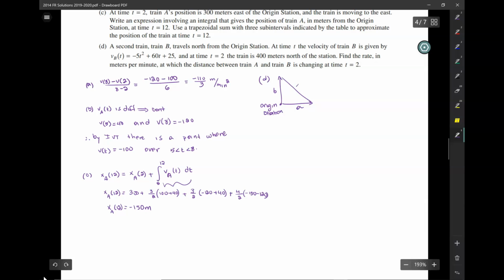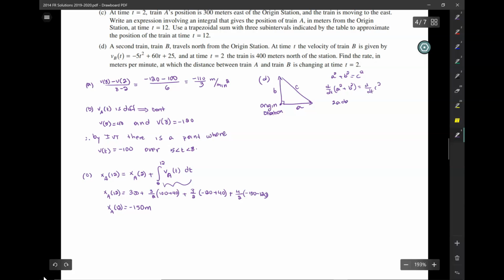Okay? All right. So this is what we have to look for. So basically what we want is, if you want to label that C, we want to know how fast C is changing. So the way to relate A, B, and C is the Pythagorean theorem. And the reason we can do that is because one is going north, one is going east, so there is a right angle there. So what we want to do now is we want to take the derivative with respect to time of both sides.